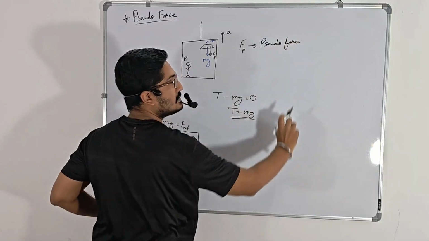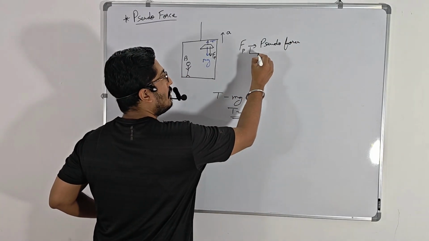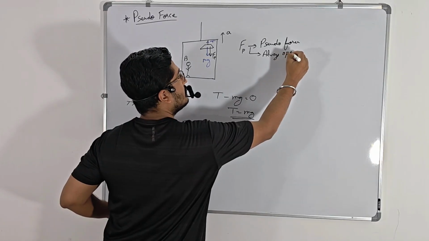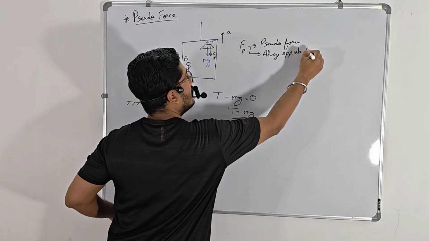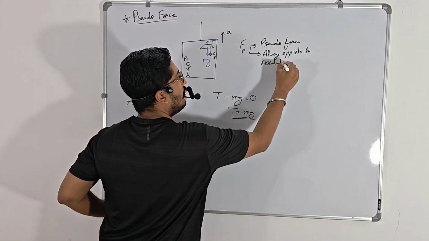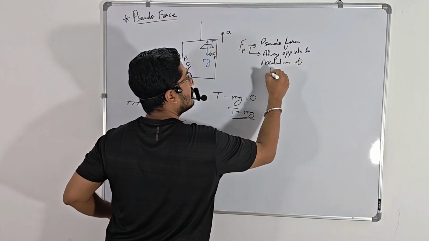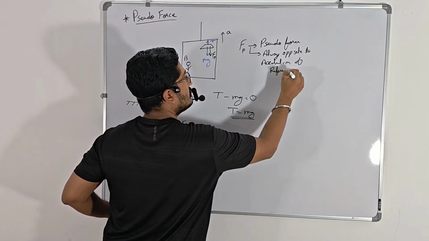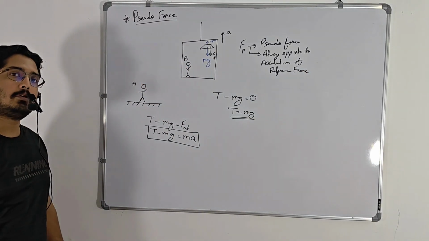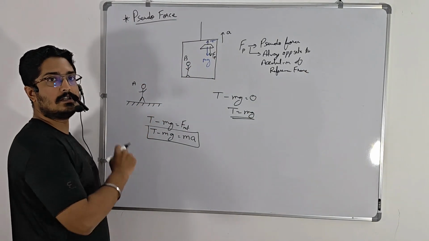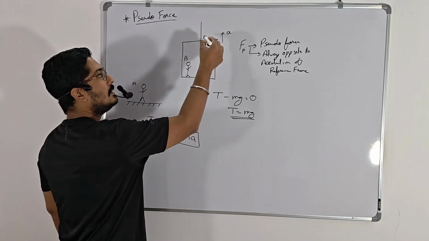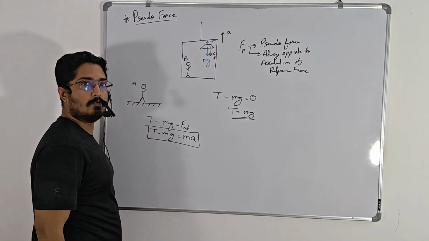And which direction is this acting? The direction would always be opposite to the acceleration of the reference frame. Okay, very important. So the direction would always be opposite to the direction of acceleration of the reference frame. In our case, the reference frame, that is the lift, is accelerating upwards, so the pseudo force is acting downwards.